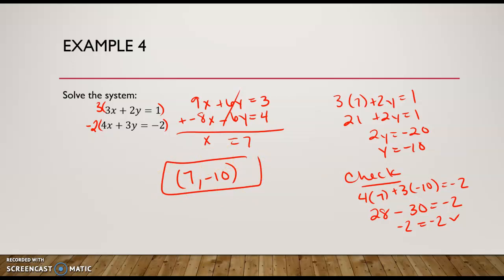I highly suggest, and remember, this check can happen in the calculator. Sorry, I lost my pen there. This check happens in the calculator. You don't have to write it out like I'm writing it out, but I highly suggest checking, because then you know whether you have the right answer or not as you go.